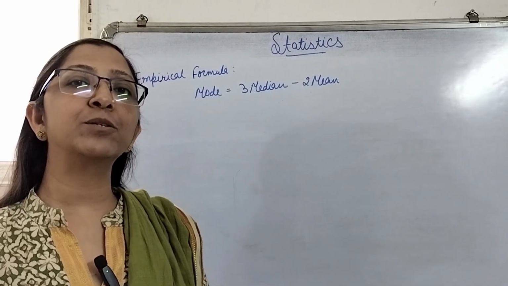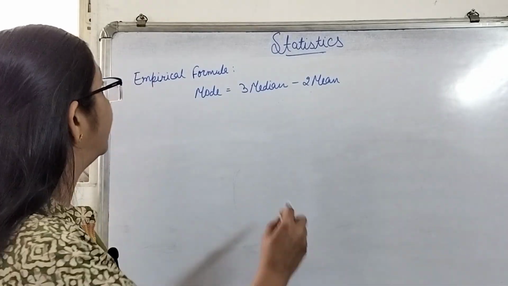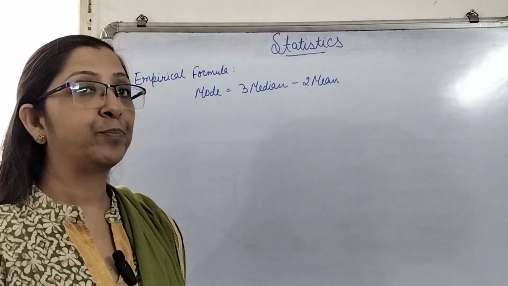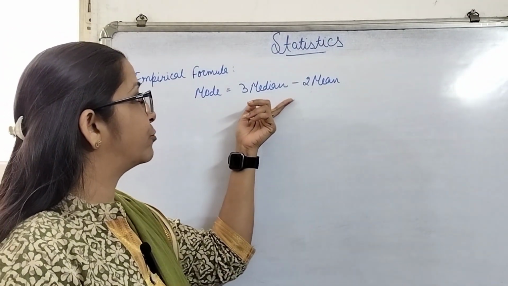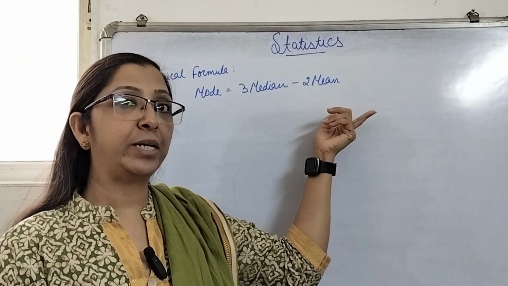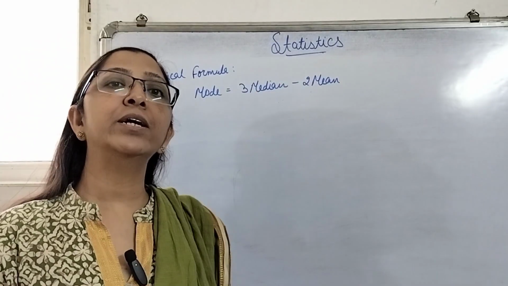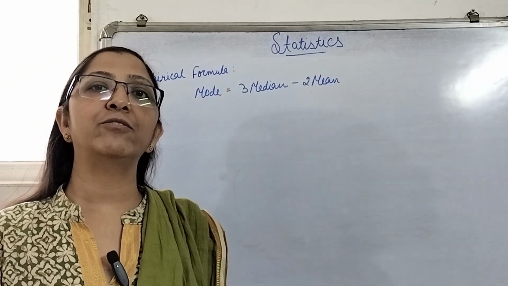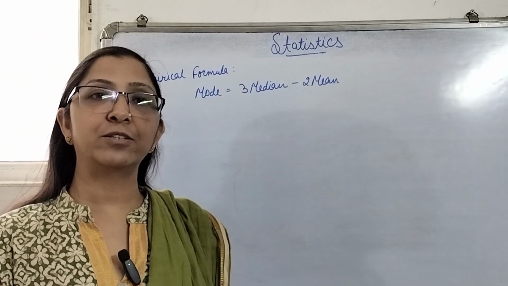Now, what is the relation between these three? That we can even find out. The formula which gives the relation between these three is known as the empirical formula. According to this formula, mode is equal to 3 times median minus 2 times mean. That means out of these three, mean, median, and mode, if we have the values of any two, using this formula we can find the value of the third one also. So it is the relation between these three.